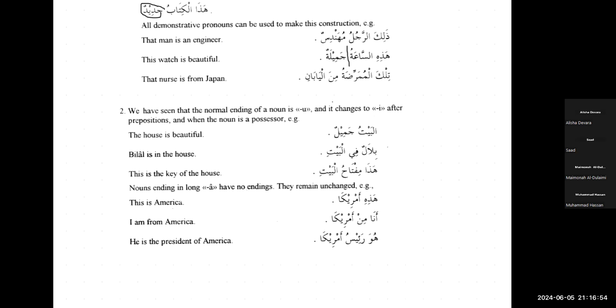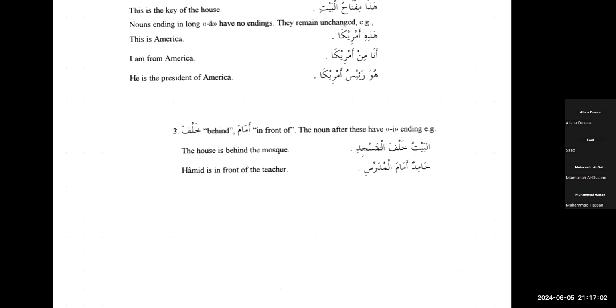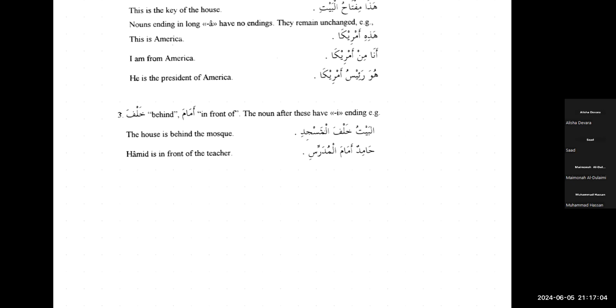And one more, I think there are two more topics in this lesson. We're going to learn, of course, these two words, khalfa and amam. Khalfa and amam are also going to make whatever comes after them turn into majrur. Whatever the noun is will turn into a what? What, everyone? Majrur.